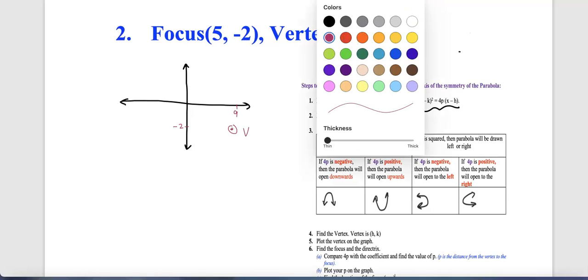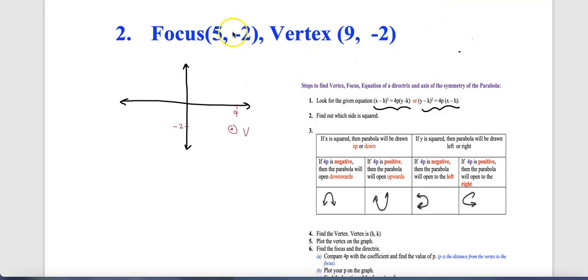Now we have been given the focus, 5 comma negative 2. Let's assume this is my 5 and this is my negative 2, so this is my focus. Looking at this, I came to know that my parabola will be opening to the left side. If it is opening to the left side, my 4p will be negative.